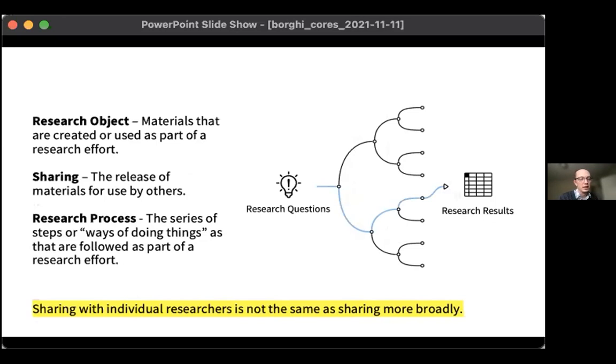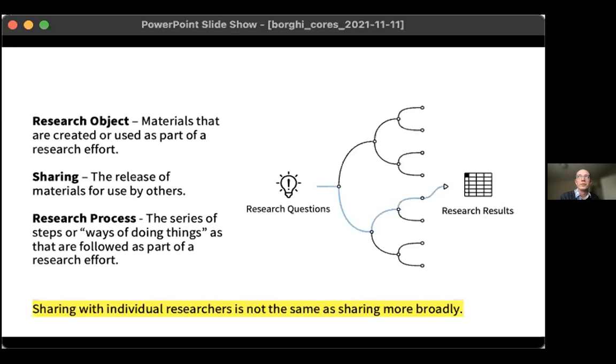In my day-to-day life, the ones that I talk about the most are data sets and research papers, primarily those two things, software also increasingly, but there's any number of other things that we could be talking about: protocols, documentation, images, all kinds of different things. And when we're talking about sharing research objects, by sharing, I mean simply the release of materials for use by others. So I will be talking primarily about sharing in the sense of open science, sharing broadly with other researchers, at the conclusion of a research effort.